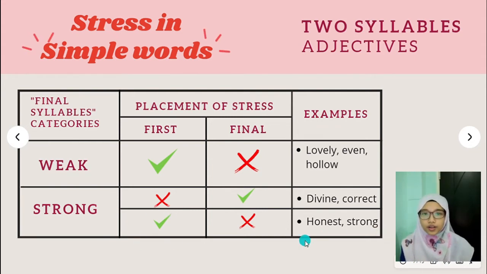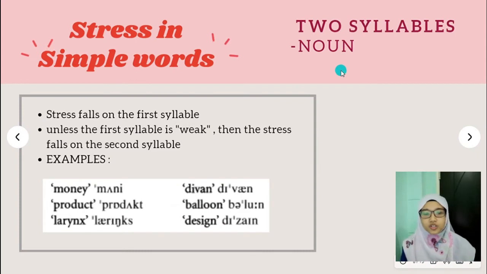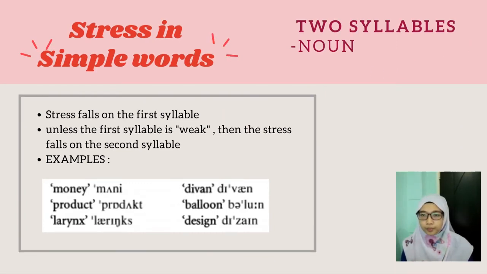Let's continue with stress in simple words in two syllables noun. So in noun, stress often falls on the first syllable unless if the first syllable is weak. Then the stress will fall on the second syllable. For example, the word money. So the stress will be on the first syllable.